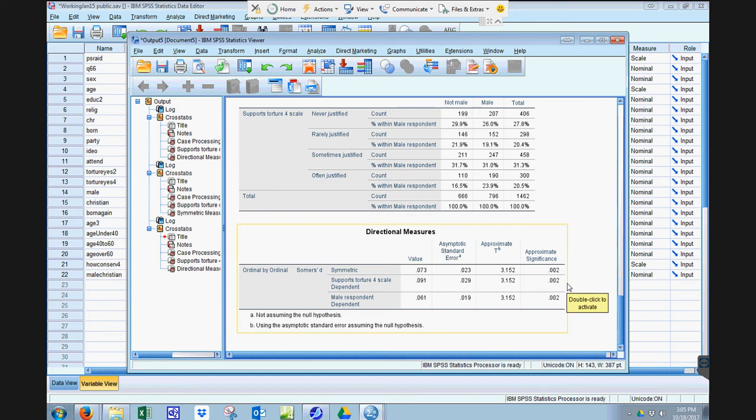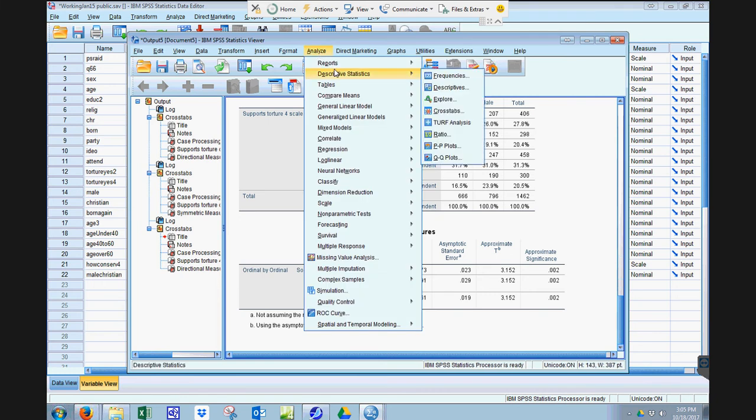So what we can say is that there is a weak, certainly not a moderate and certainly not a strong, association between being male and support for torture, and that is a statistically significant finding. So quickly to review, we're just about done here. I want to go back to Analyze and Crosstabs just to show you what we would have done one more time if we had different variables.